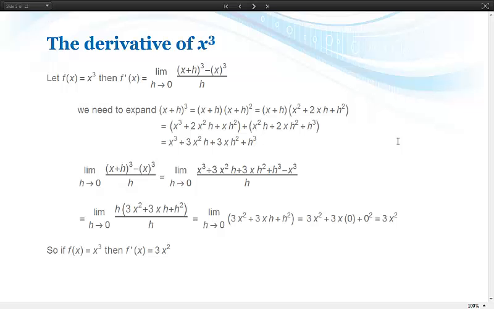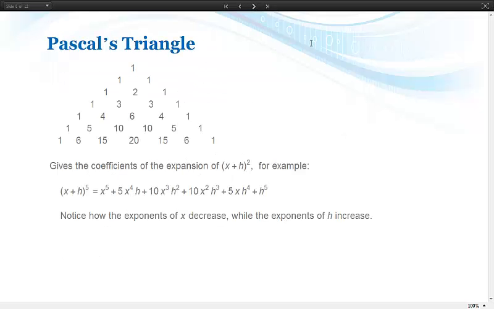Okay, welcome to part two. In part one, we just finished proving once and for all that the derivative of the function f of x equals x cubed is 3x squared. We're going to move on now to a little bigger challenge and try to prove the derivative of x to the n for any power, and this will require a little machinery.